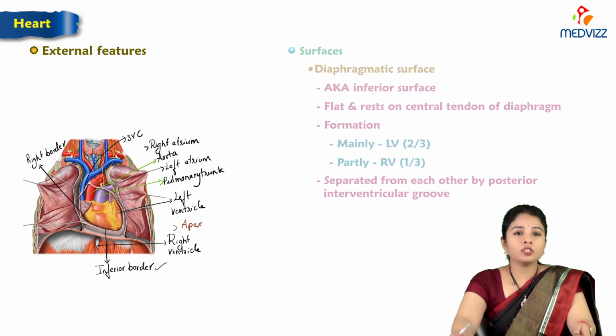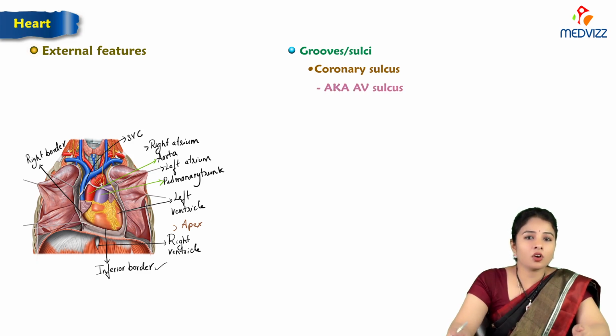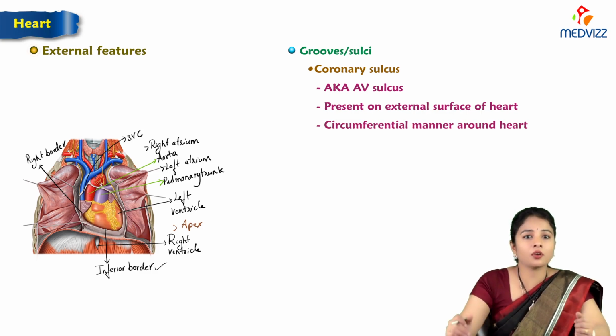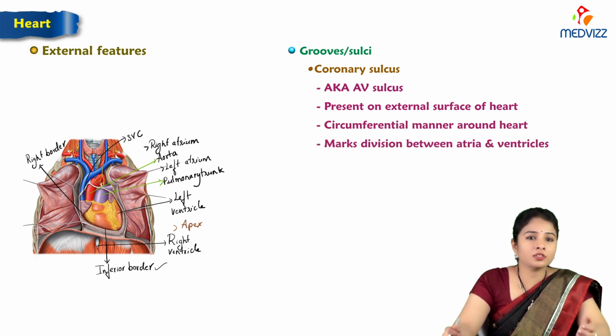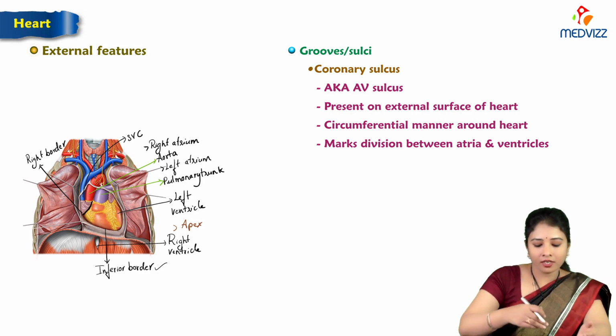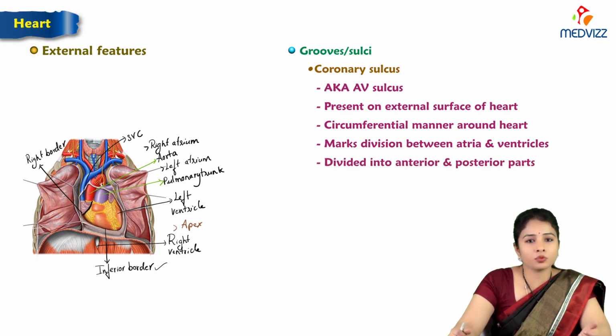Okay, let's move on to the grooves or sulci present in the heart. First we shall discuss the coronary sulcus, which is also called the atrioventricular sulcus. It is present on the external surface of the heart in a circumferential manner around the heart and marks the division between the atria and ventricles. Here is the coronary sulcus, which separates the right atrium from the right ventricle, which is the right coronary sulcus. The coronary sulcus is divided into anterior and posterior parts.